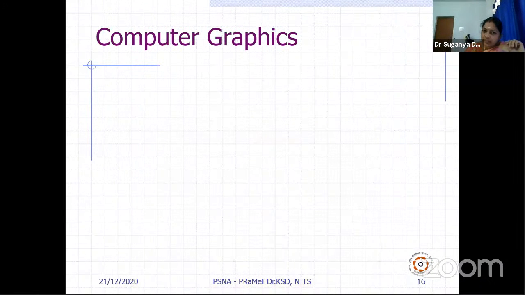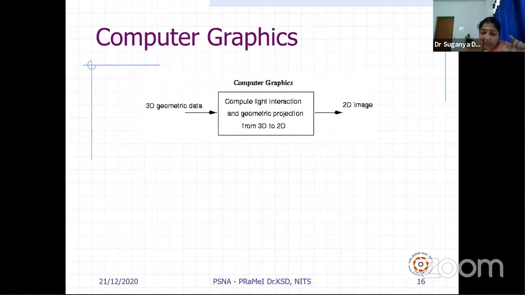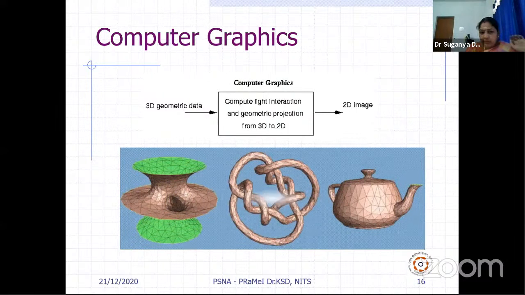So coming to the next, computer graphics. In this, I am taking 3D geometric data, but I am producing the output as a 2D image. 3D geometric data will be taken, and I am applying the algorithms and getting the 2D image as the output. So compute light interaction and geometric projection from 3D to 2D. This is computer graphics. I will be getting the coordinates and projecting the 3D in a two-dimensional space.